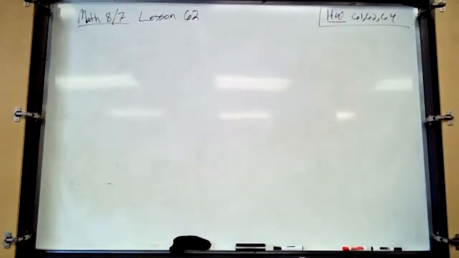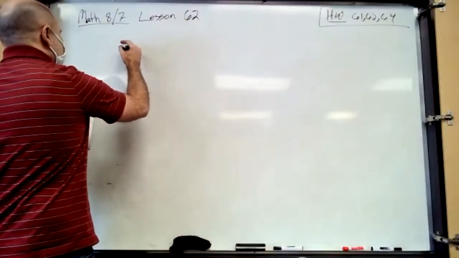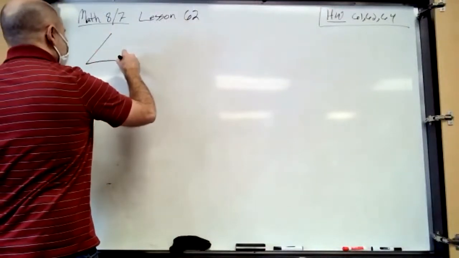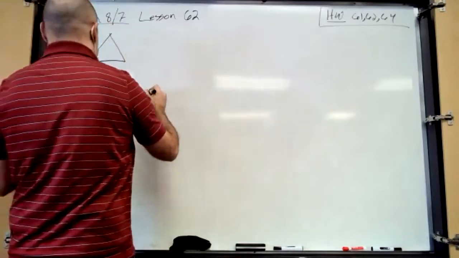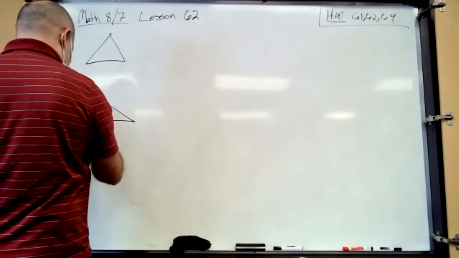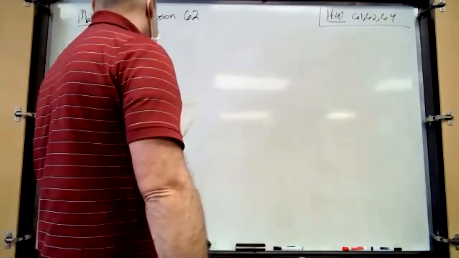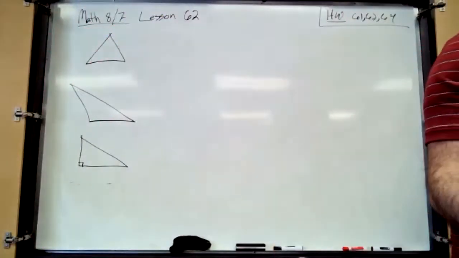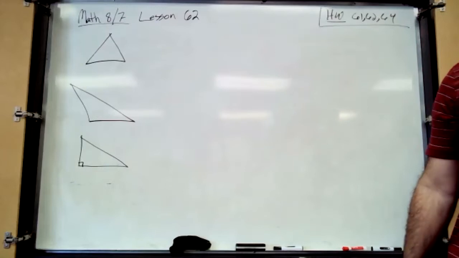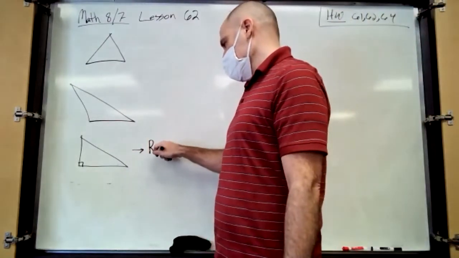We're going to talk about different types of triangles. Now, we've talked about different types of angles, but we're going to talk about different types of triangles. Okay? So, I'm going to draw a triangle here. I'm going to draw a triangle here. I'm going to draw a triangle here. Okay? So this is three different types of triangles. We're going to start at the bottom. This is called a right triangle.